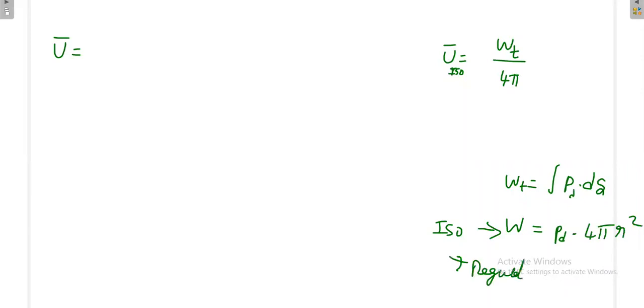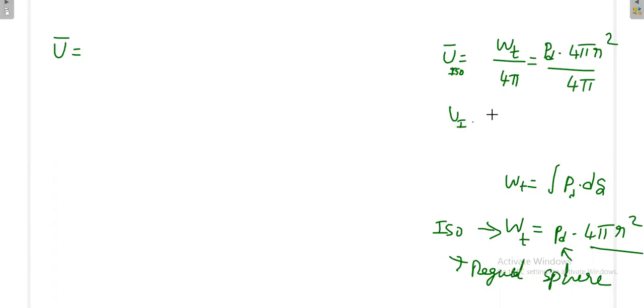Whenever you have a regular structure, you can replace the integral with simple multiplication, because the surface area of your imaginary sphere is 4 pi r square. Power density on the surface multiplied by the surface area gives the total power transmitted, W_T, by the system. This is only for an isotropic radiator; for other antennas, you cannot do this replacement. So it is power density times 4 pi r square, divided by 4 pi. The 4 pi cancels, giving r square times the power density.